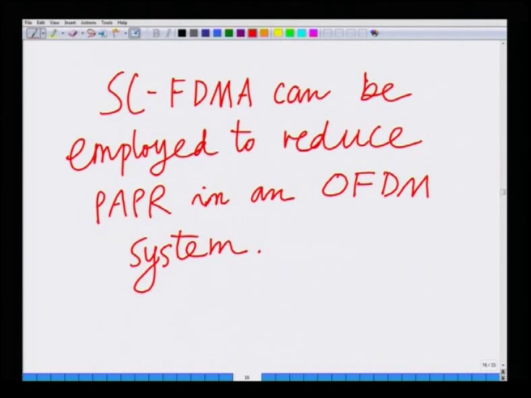Alright, so SC-FDMA is a single carrier frequency division multiple access technology, which is in fact employed in 4G. It is employed in LTE, that is long term evolution, which is a 4G wireless standard. In fact, it is employed in LTE specifically to address this high peak to average power ratio in OFDM, which otherwise leads to amplifier saturation, nonlinearity, distortion and intercarrier interference.